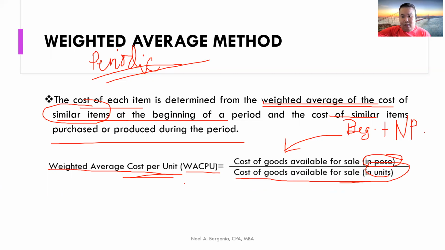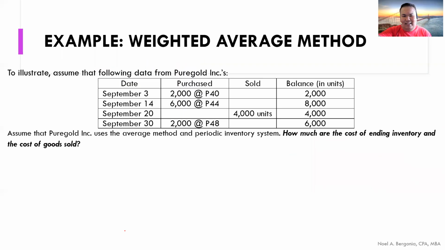Okay? So are we good on that? Tapos mamaya, pag na-compute na natin itong WACPO natin, then i-multiply nyo na lang ilang units yung nabenta and then ilang units yung natira, then that's already your ending inventory and cost of goods sold amounts. Okay? So yan po yung WACP. Any questions? Okay? Wala naman. Sige. So let's apply this.